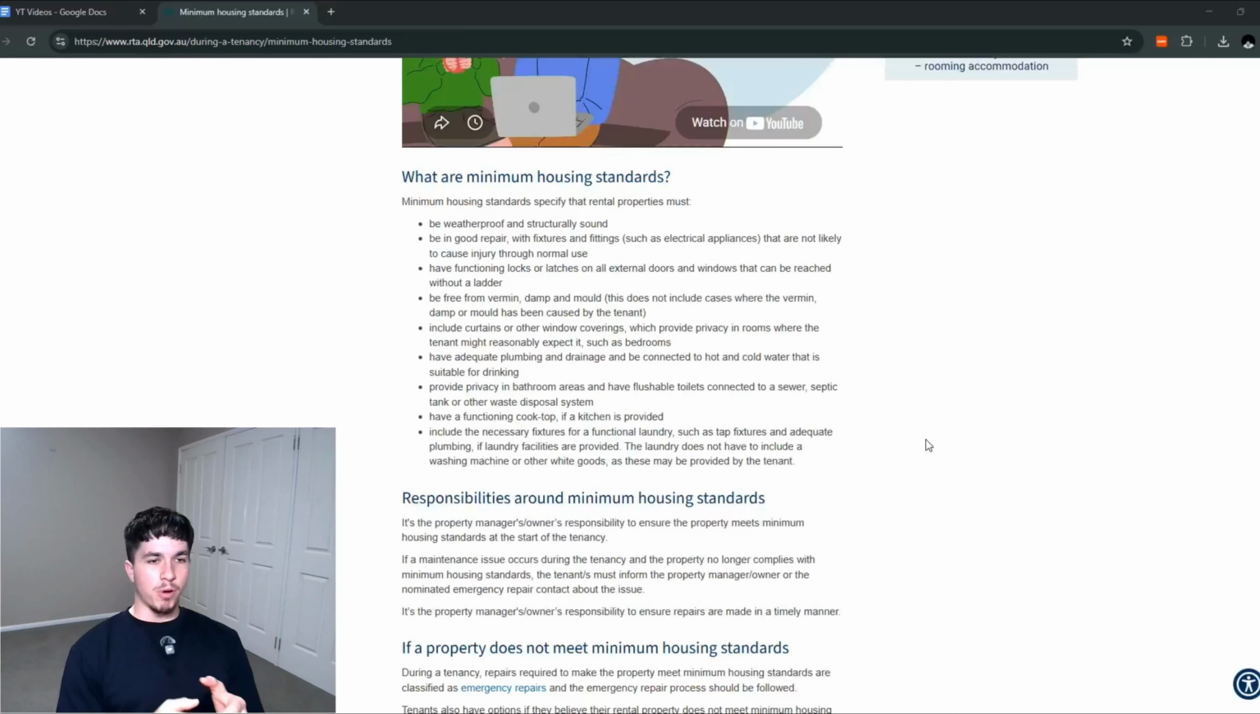You want to make sure the property has adequate plumbing and drainage. That means all the drains are not clogged and are draining effectively. There is hot and cold water, not lukewarm water. There is always hot and cold water, and it is suitable for drinking. I have had properties where for some reason there were black specks in the water when the kitchen tap was turned on. So we had to get that fixed ASAP because the tenant can't technically even drink water from the property.